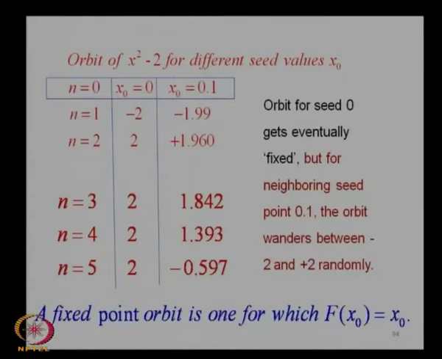Look at these numbers, you do not see any pattern in that, it is quite irregular, right, 1.99, 1.96, 1.84, 1.39, minus 0.597. So, it will always remain within the confines of +2 and -2, but within this it will be very random.